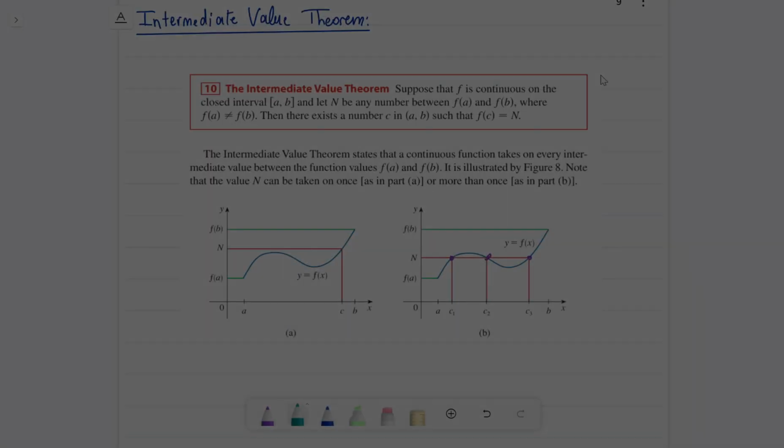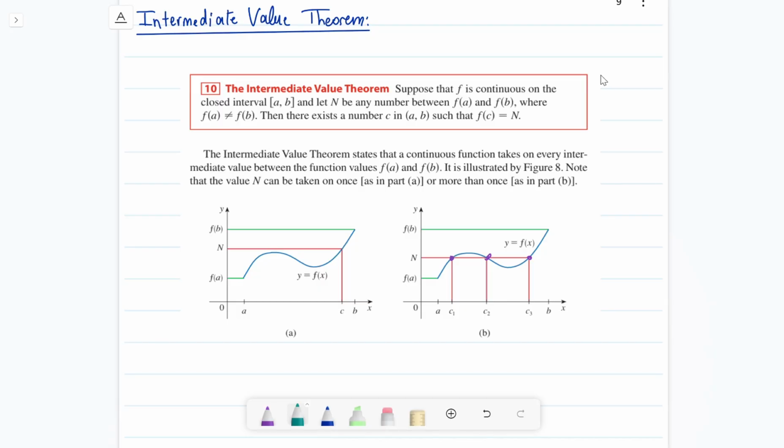We will now move to the intermediate value theorem. So let us look at the statement. Suppose that f is continuous on the closed interval a to b, and let n be any number between f of a and f of b, where f of a is different from f of b. Then there exists a number c in the open interval a to b such that f of c equals n.